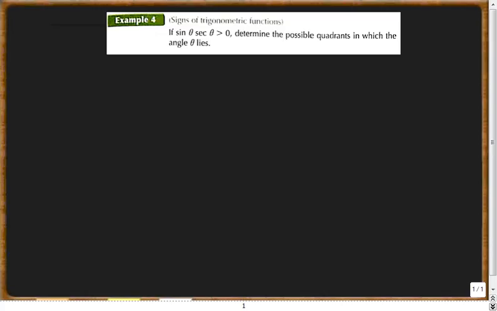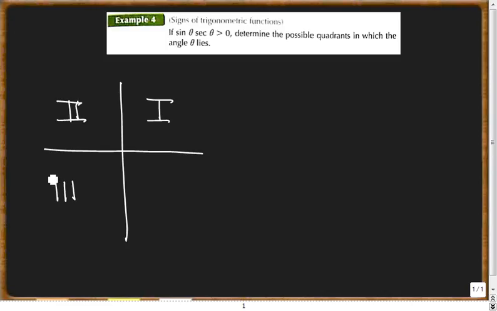Example 4 says if the sine of theta times the secant of theta is greater than 0, determine the possible quadrants in which the angle lies. So what we want to try to understand here is how different pieces of trigonometry work. So if we look at our different quadrants, we have 1, 2, 3, and 4.